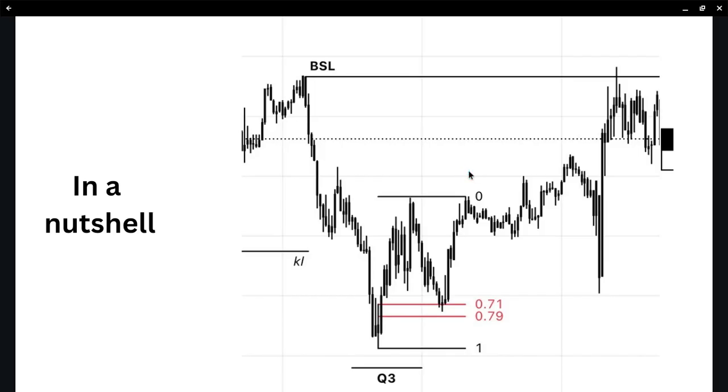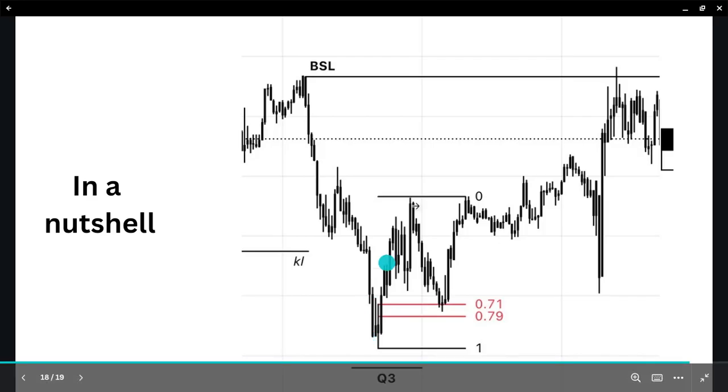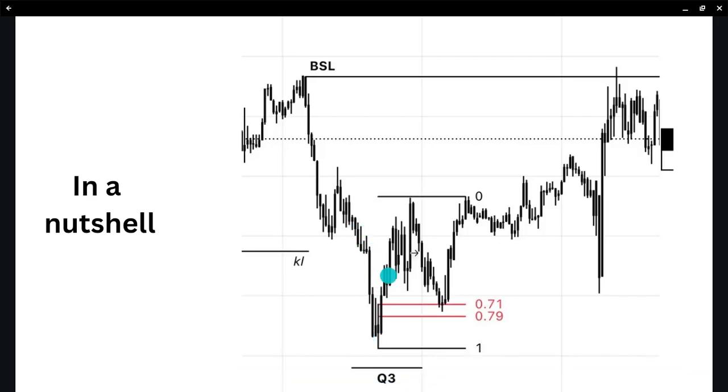And this is the OTE entry right there. Q3, price breaks above the highs over here, breaks the high, you have the change in the state of delivery and everything. Price delivers back down. This is the kiss of death. Why? OTE 0.71, 0.79. This is the setting.